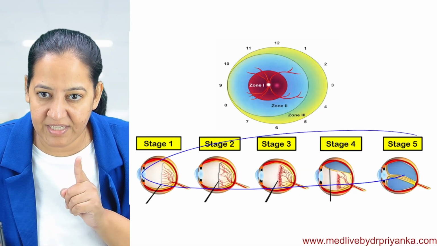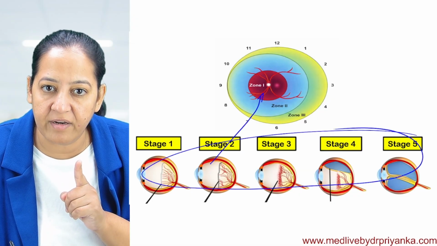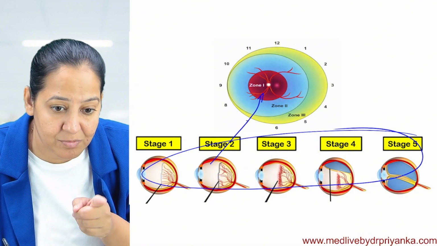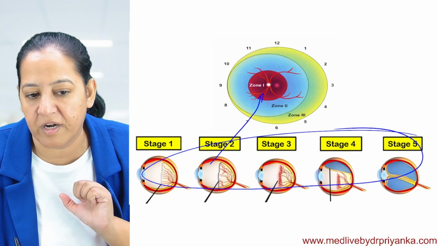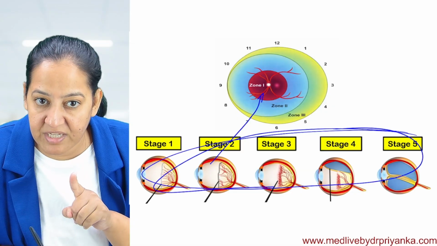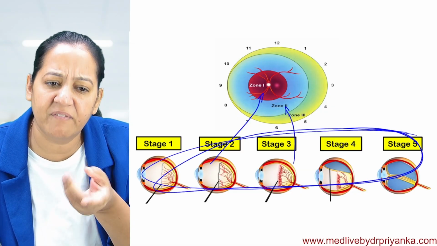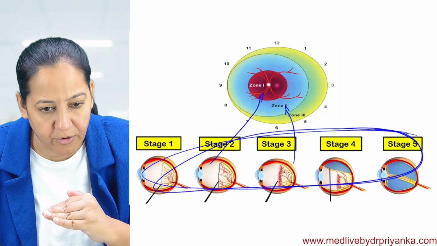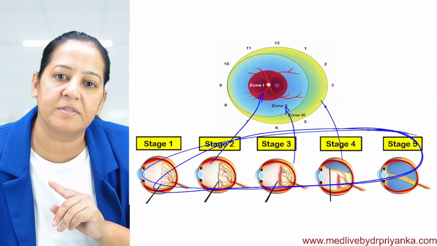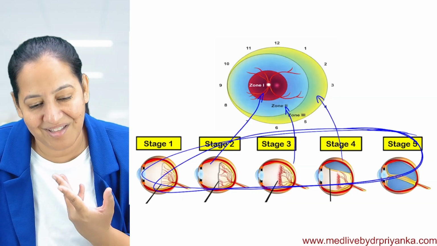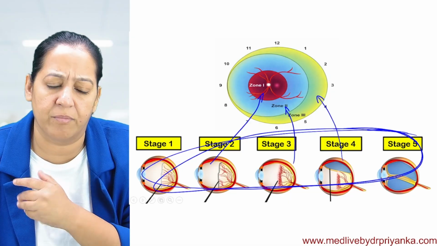If these 5 stages are present in zone 1, it's most dangerous, most crucial because they are closest to the optic disc and macula. If these 5 stages are present in zone 2, they are relatively less severe because they are a little bit away from the optic disc. And if these stages are present in zone 3, they are harmless. They are completely harmless because they are very far away from the optic disc.